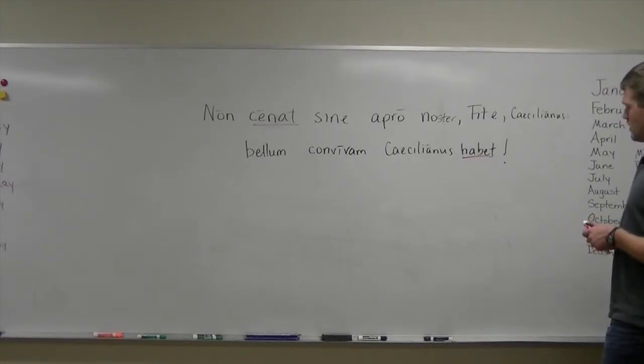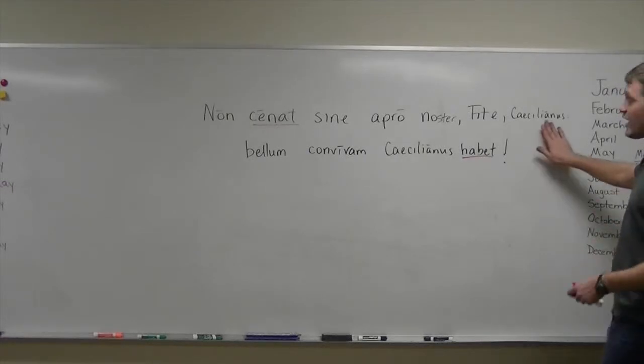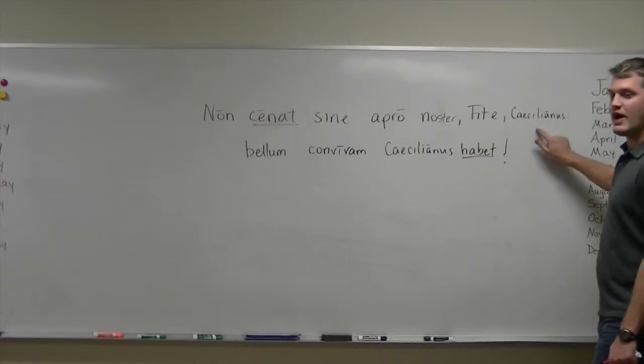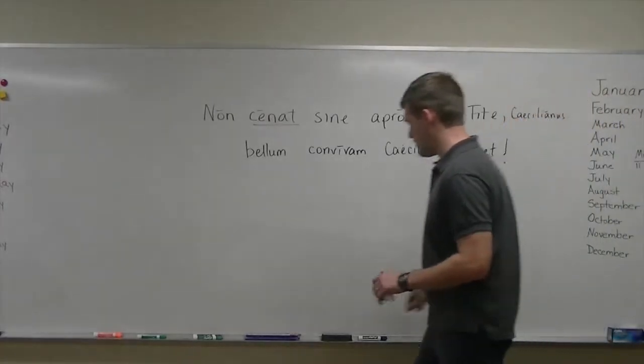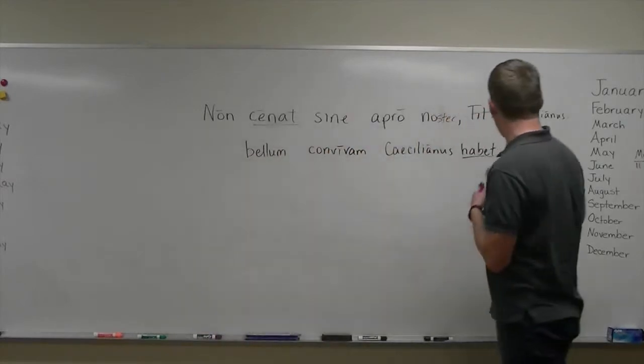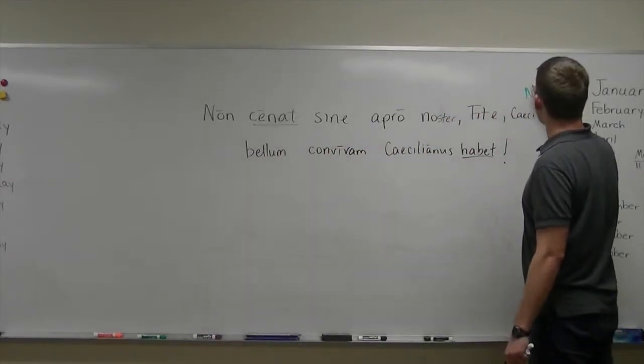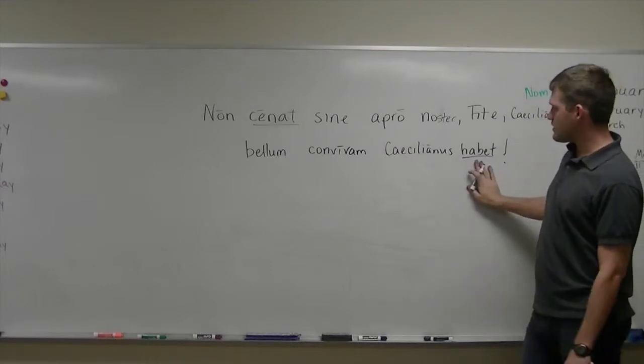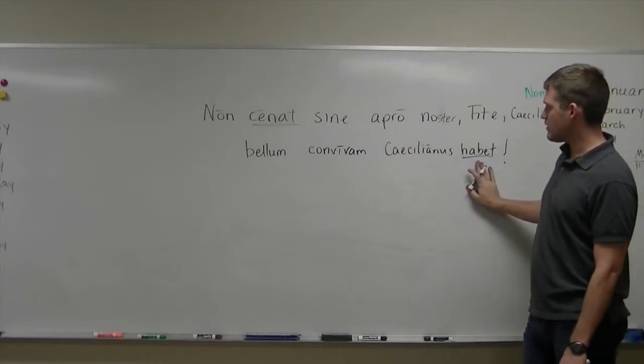That's where I got confused. I mean, is it Cecilianus? Cecilianus, yeah, here at the end. Okay? And we're gonna explain why he's out here at the end. That's what we're gonna get to. But for the meantime, let's just label him. He is our nominative subject noun. Okay? Who has? Quis habet.